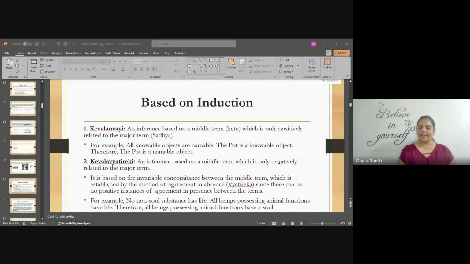Let's say in a cricket match, if India wins the match, Australia loses the match. And if Australia wins the match, India loses the match. Both of them cannot win at the same time. There is a negative relation of winning and losing. You cannot say that if India wins the match, Australia will also win, or if India loses, Australia will also lose. No, there's a negative relation.